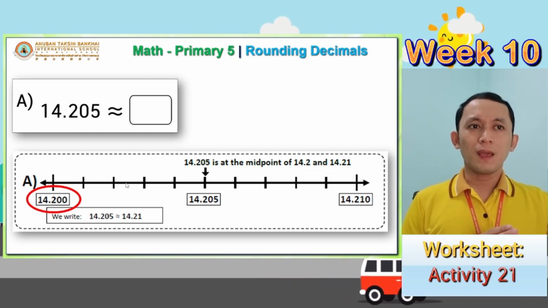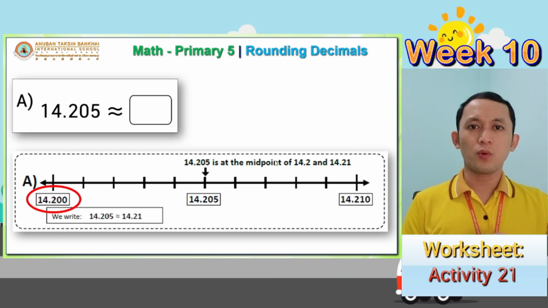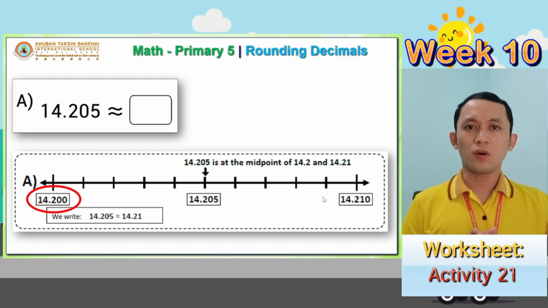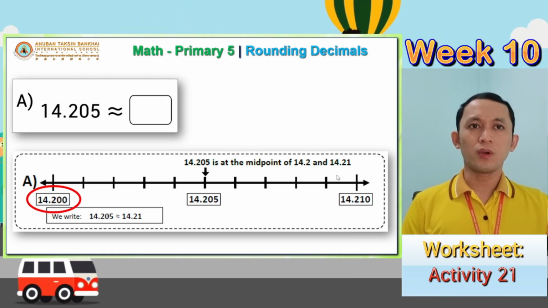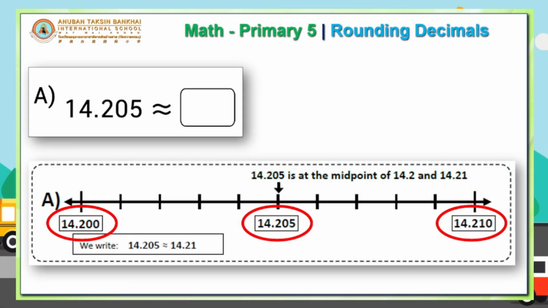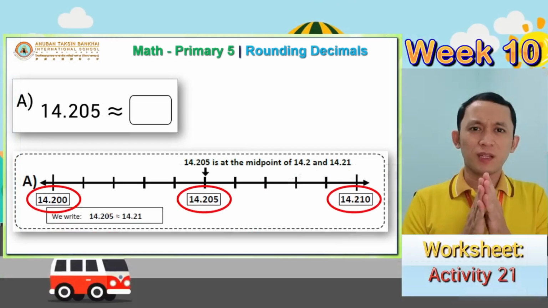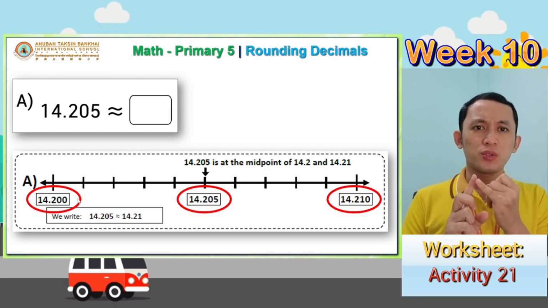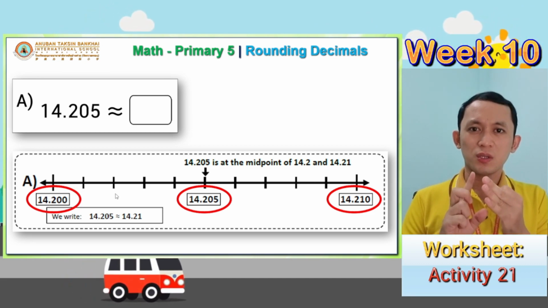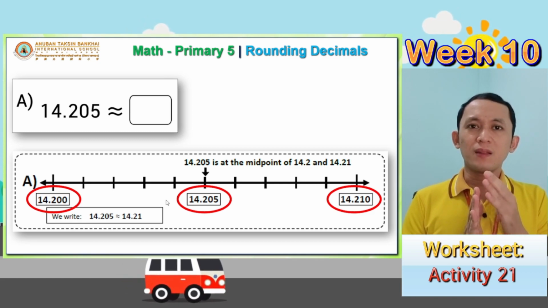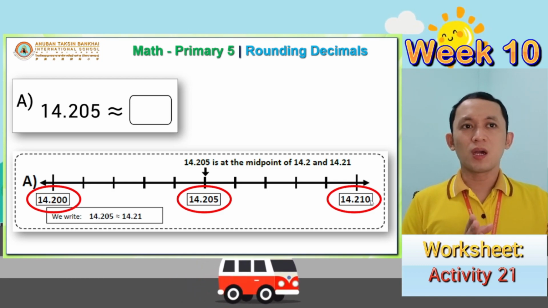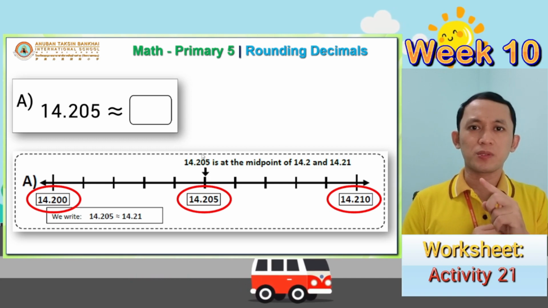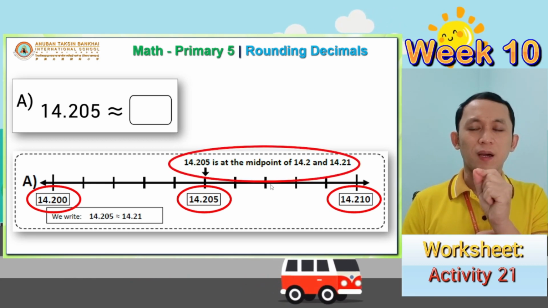Okay, that's correct. And the digit on the next side, we have 14.21. Okay, or you don't need to write 14.210. You can just also write 14.21. And again, you will have here your number on the midpoint. That would be 14.205. Again, do not forget, from the start, we have 0.201, 0.202, 0.203, 0.204, okay, until 0.209 and 0.210, okay.